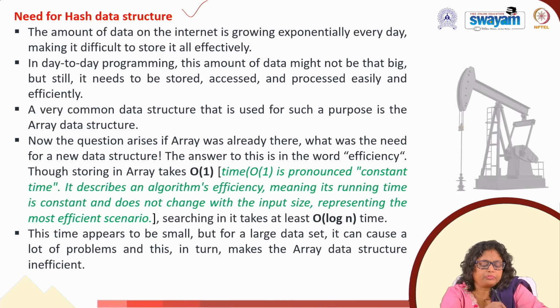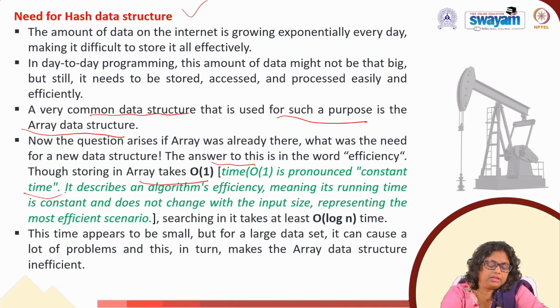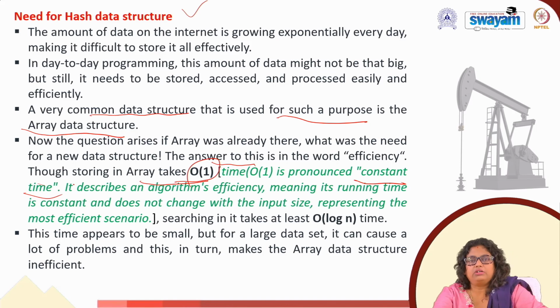So a very common data structure that is used for such a purpose is the array data structure, where we keep the data in an array. Now we have a question: when we already have an array, what is the need for a new data structure? The answer is that the array works efficiently also. How does it store the data? Array takes O(1). So what is O(1)? We pronounce it as constant time. It describes an algorithm's efficiency, meaning its running time is constant and does not change with the input size.